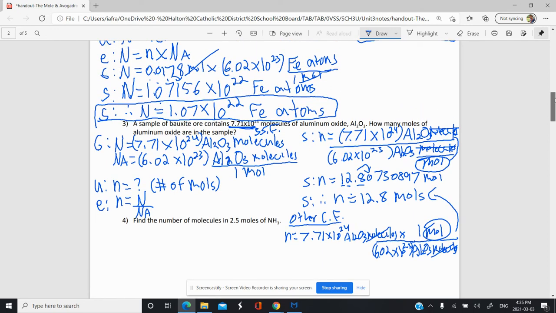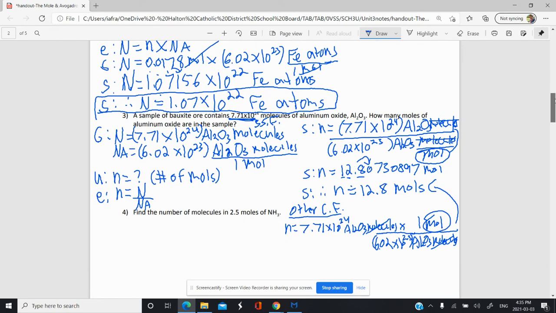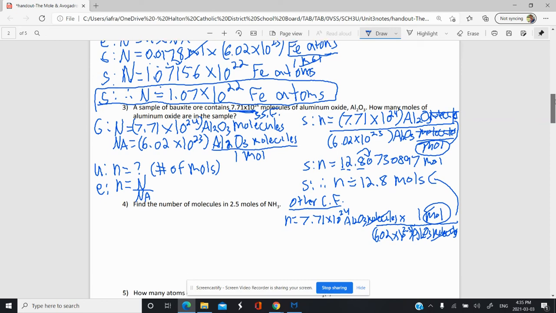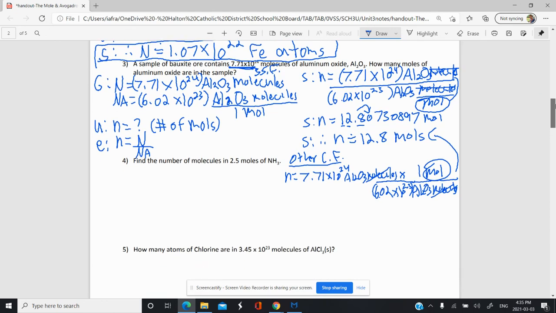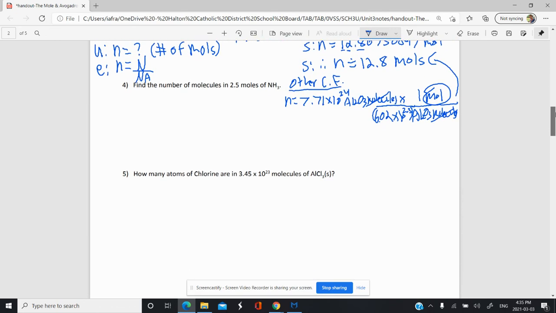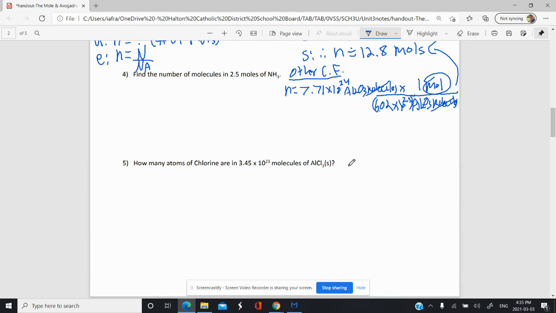So that there is the example where we use the different version of the formula where we want to find the number of moles rather than the number of particles. In the next video, we'll do examples 4 and 5. You should try it yourself and then compare with the next video to see that you're on the right track.